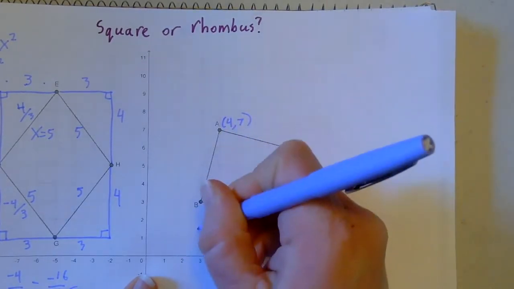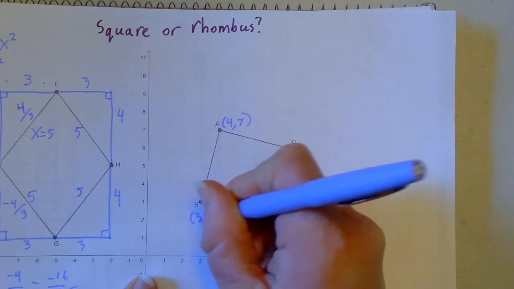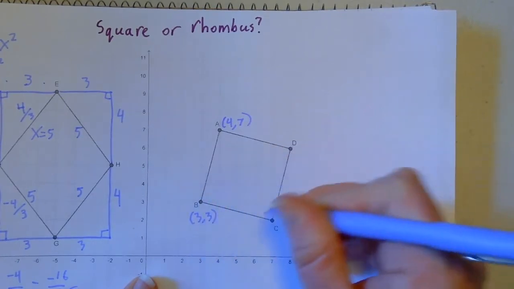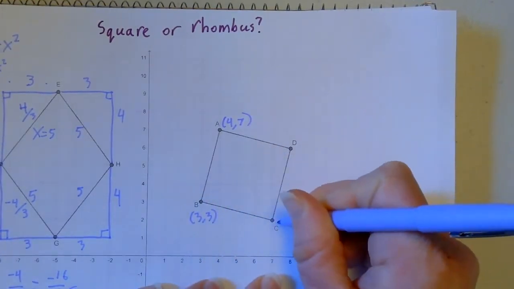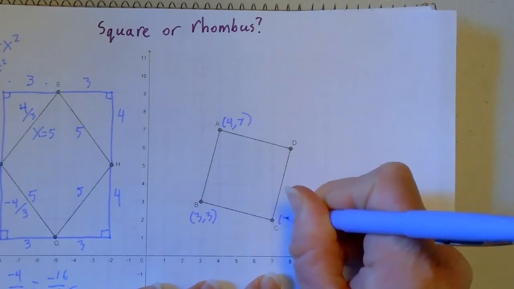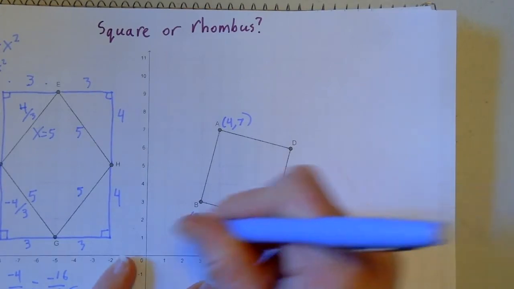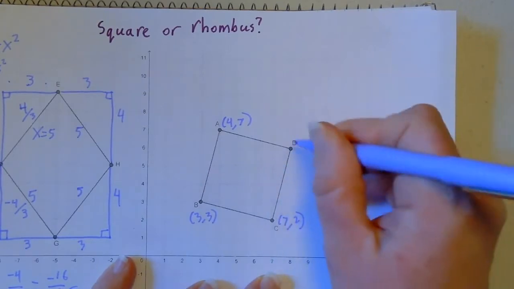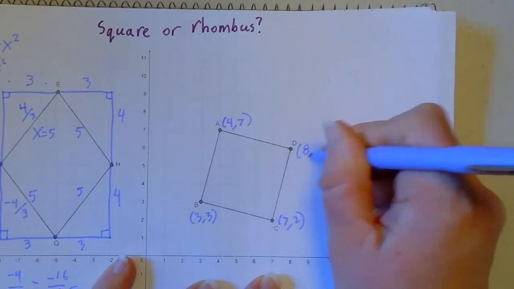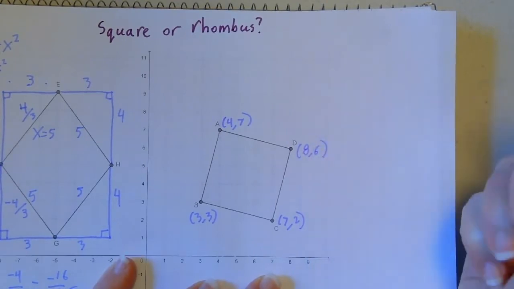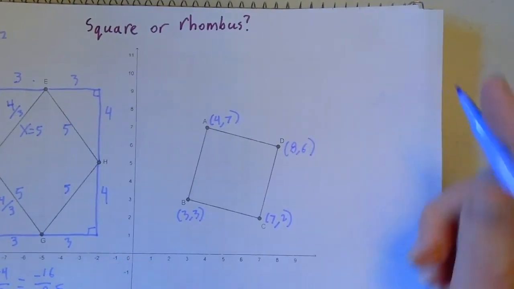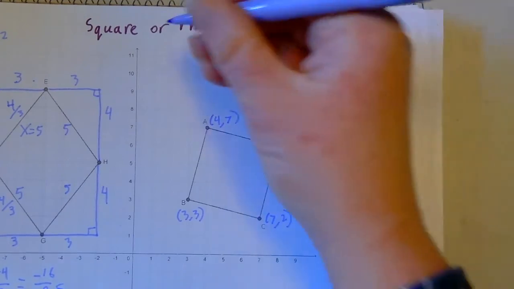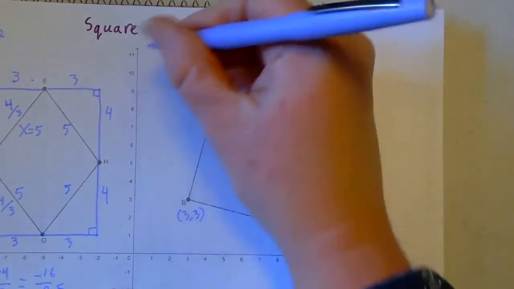B is at the point 3, 3. C is at the point 7, 2. D is at the point 8, 6. So now I need to see how long each of those lengths are. So I'll start with AB.